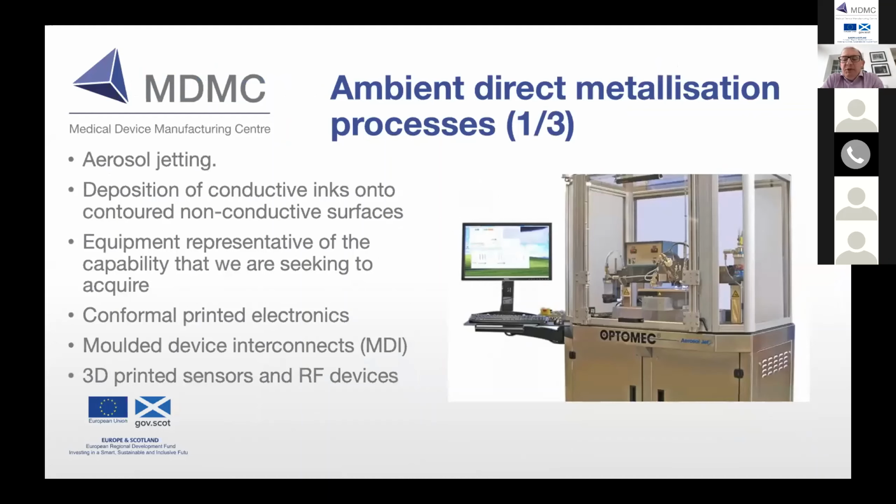Another exemplary machine here will be for aerosol jetting. We want to look at ambient direct metallization processes. So this is an example here. Again, we are going through a tender process. The idea is to deposit conductive inks onto contoured non-conductive surfaces. That can be used for conformal printed electronics, molded device interconnects, 3D printed sensors or RF devices. So we will have that capability for SMEs to try.